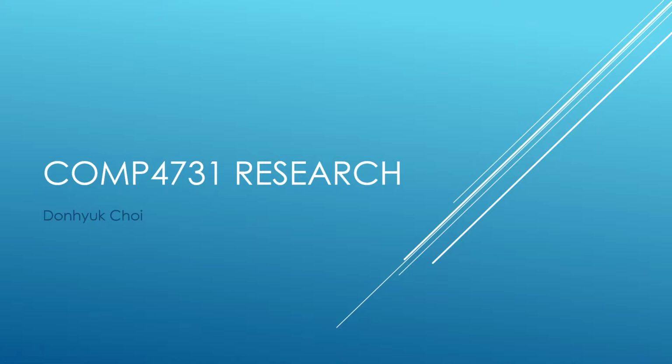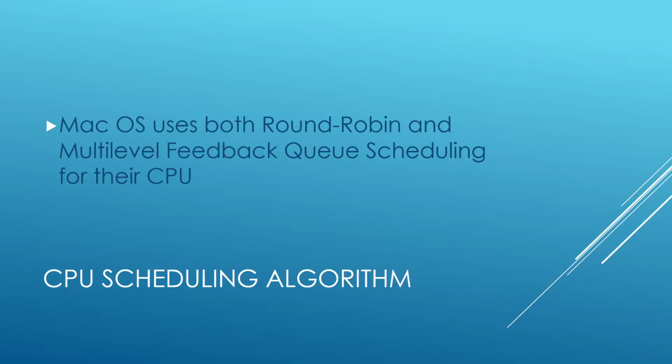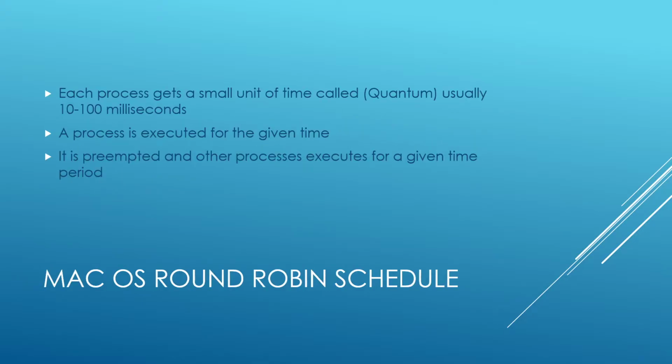COMP4731 Research. My name is Don Hyuk Choi, also known as Mike, and I will be talking about the Mac OS and CPU scheduling algorithm, memory management, and I/O input and output. So what I found for the Mac OS was that it uses both round robin and multi-level feedback queue for scheduling for their CPU. So a basic overview of the round robin schedule.